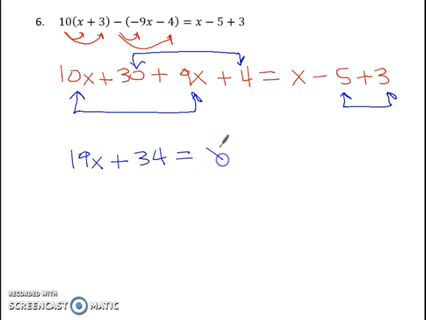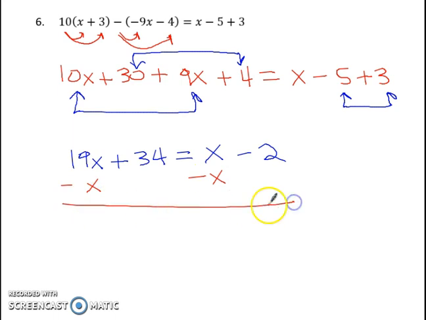And then I have an x minus 2 now on the right. And so from here, we're going to go ahead and pull our x terms to one side, our constant terms to the other. I'm going to subtract x to both sides, and that will cross off the x's there. And 19 minus x is an 18x.